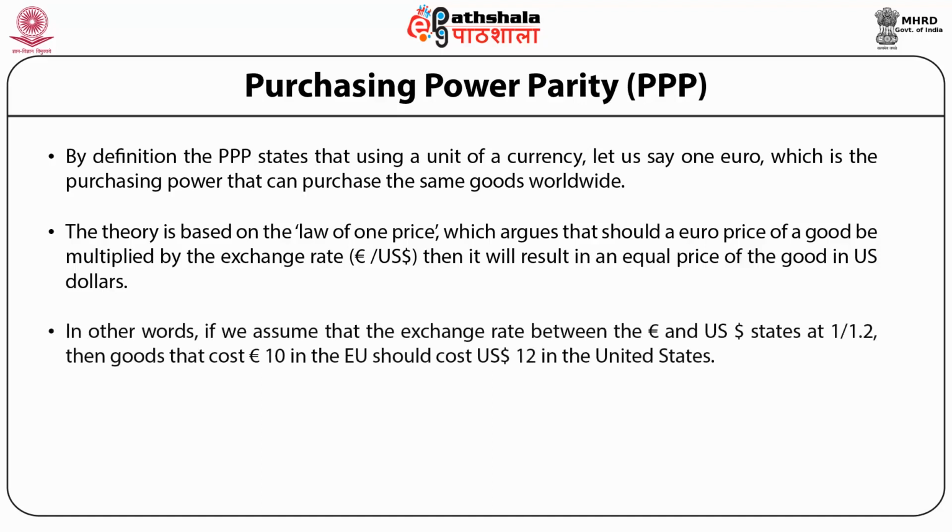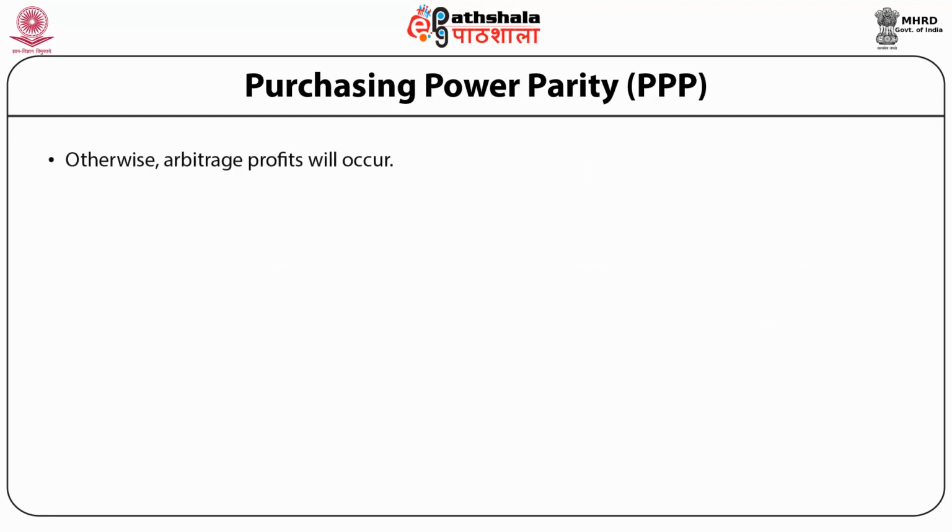In other words, if we assume that the exchange rate between the euro and the US dollar stands at 1 to 1.2, then goods that cost 10 euros in the European Union should cost 12 US dollars in the United States. Otherwise, arbitrage profits will occur.